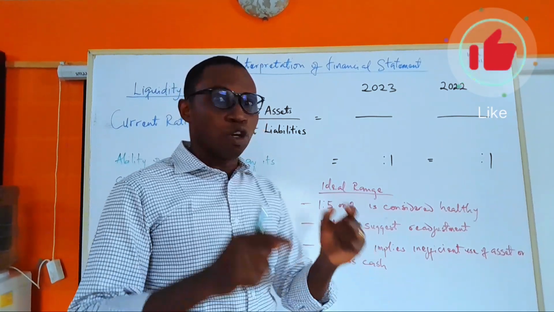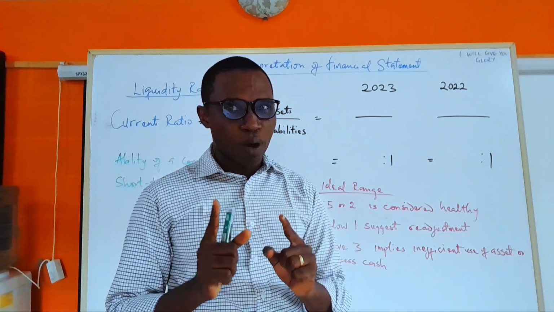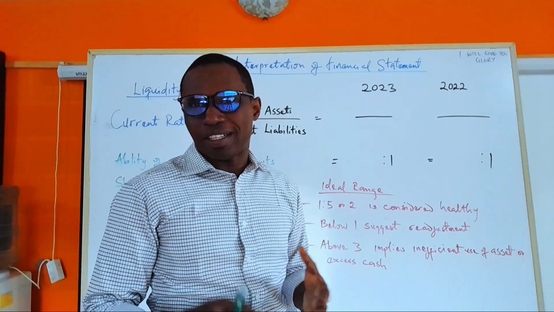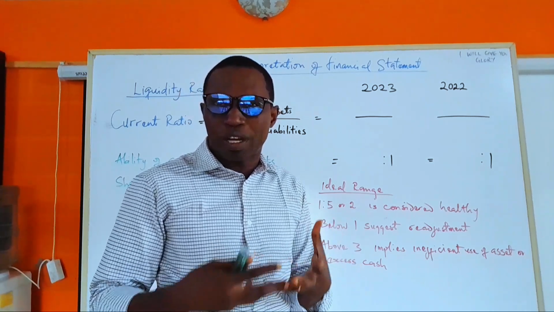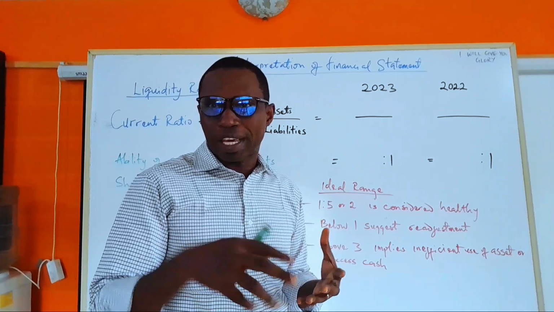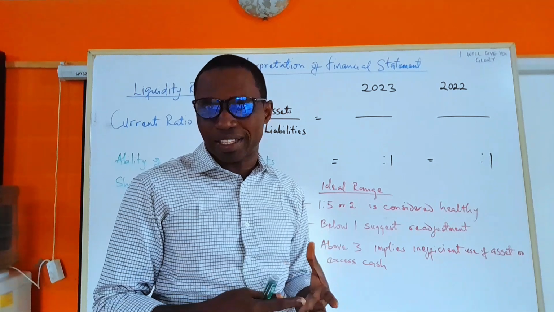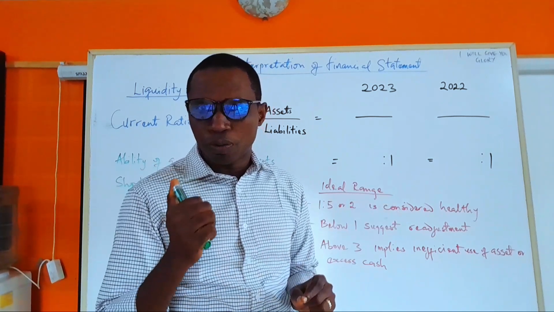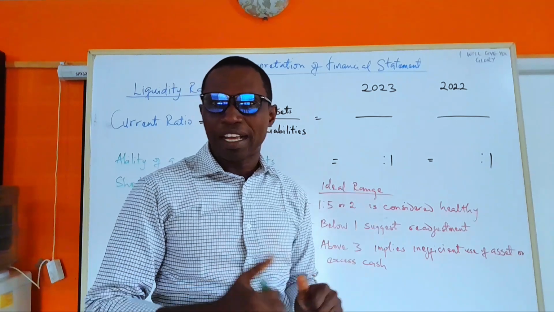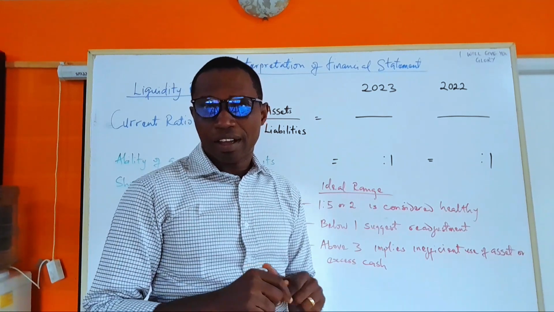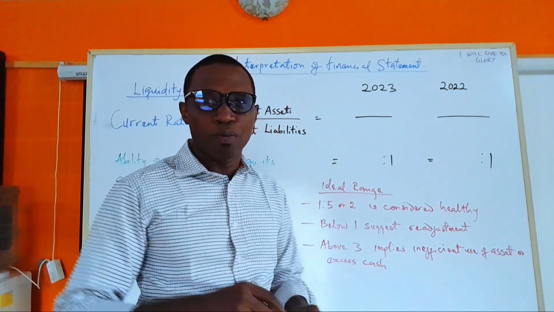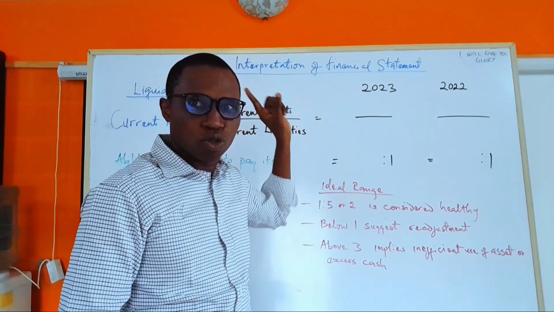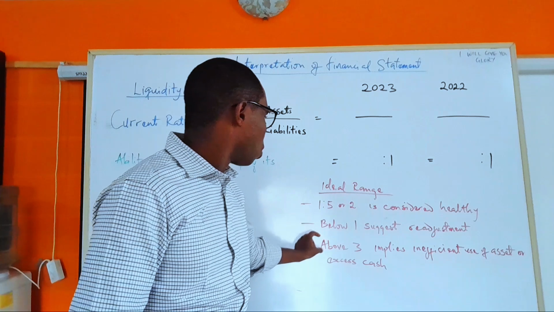While if it is below 1, it suggests that the company needs to look inward, needs to look at what is happening to their working capital, what is happening to their current assets. They need to look at it because it's a red flag to creditors, it's a red flag to suppliers that this company may not be able to meet up with its short-term obligations. It sends a wrong signal to the creditors or to the suppliers.